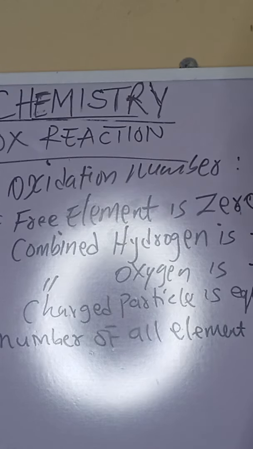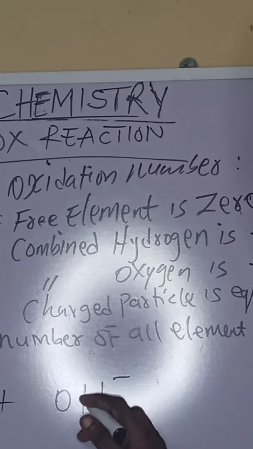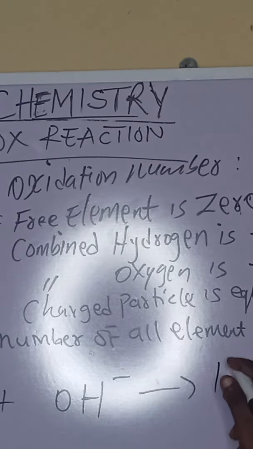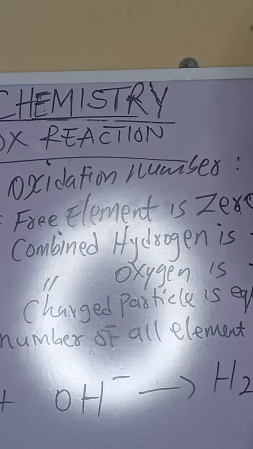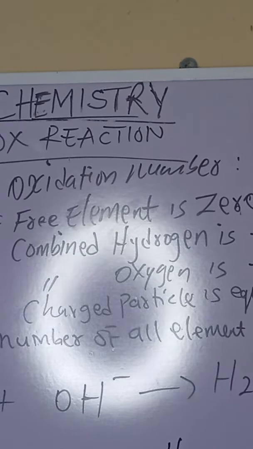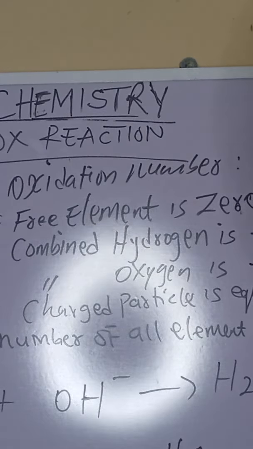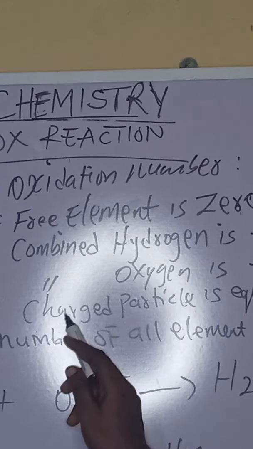For example, H plus ion plus OH minus ion together will give you H2O. Or if I have H2 plus O2 equals H2O, so if I want to balance this equation here, I have something like this. If I want to know which of these two reactions is redox, this information will help us to do that.